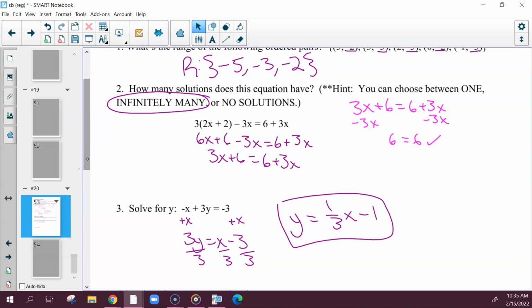If you didn't see it from that point, you could keep going. Factor x on both sides. This is a true statement, so infinitely many solutions again. Do we have questions on that one?